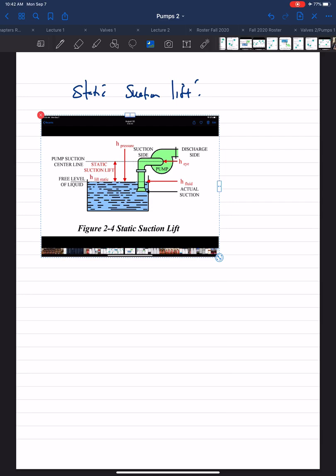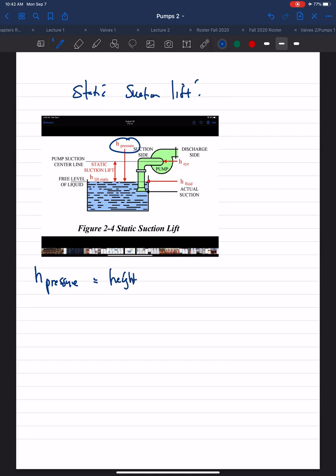We have an H pressure term. This is the height due to pressure on fluid. So in this case, it would be the atmospheric pressure. Since this system is open, it's the atmospheric pressure that is being applied to the system.